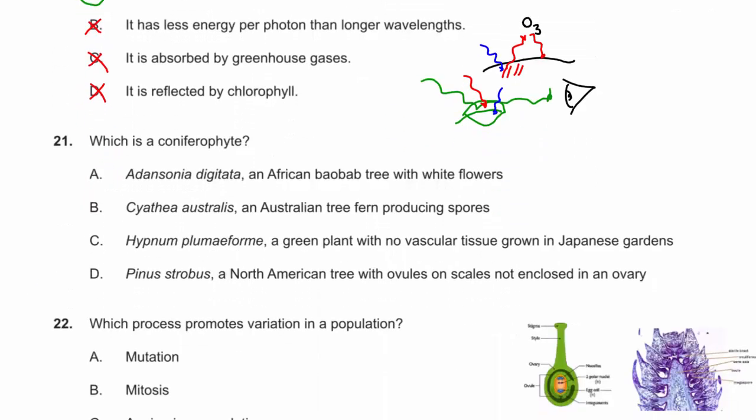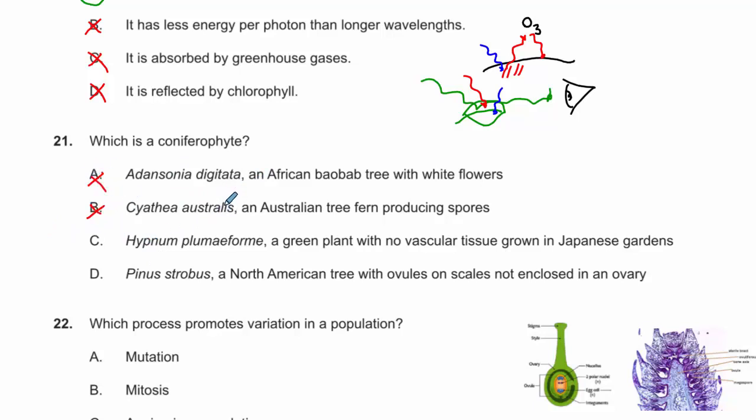21. Which is a coniferophyte? And here they say Adansonia digitata, an African baobab tree with white flowers. And flowering trees, those are often leafy, and so I don't think it's a pine or something, which conifers are. B, Cyathea australis, an Australian tree fern producing spores. So that does not sound like a pine.